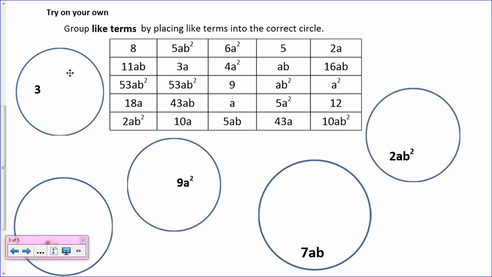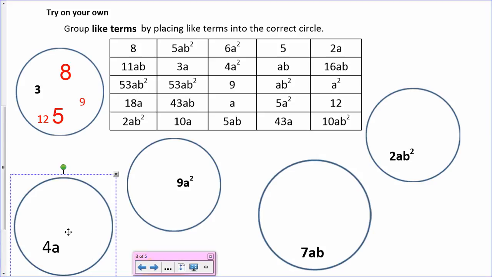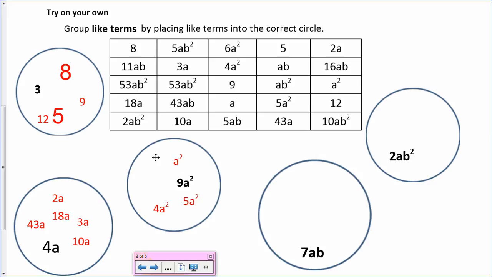Okay, so this is going to take me a while to get all the answers because there's a bunch. I feel like there's one more here. Yeah. Those are all your like terms with 3. They all are constants, okay? Down here with 4a, we got 18a, 2a, 3a, 10a, and 43a. They all have the same variable of a and no exponent. Okay, 9a squared. We've got 4a squared, 5a squared, a squared, and 6a squared. They all have the a squared part.